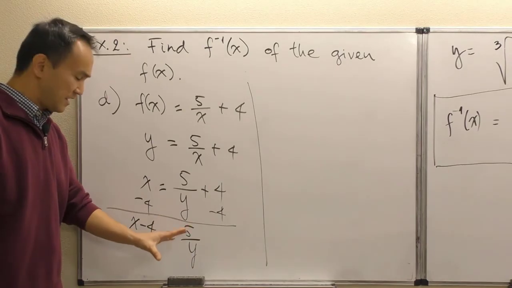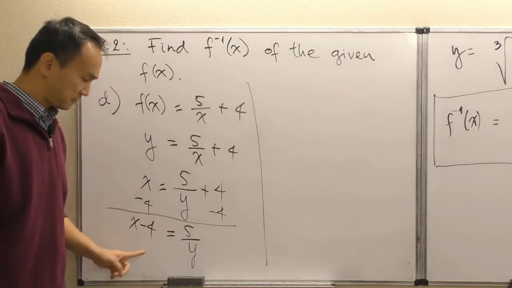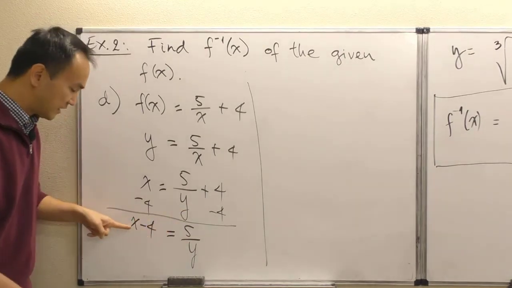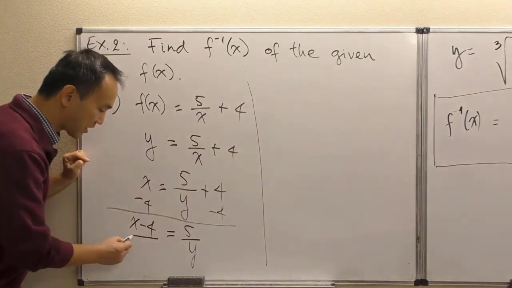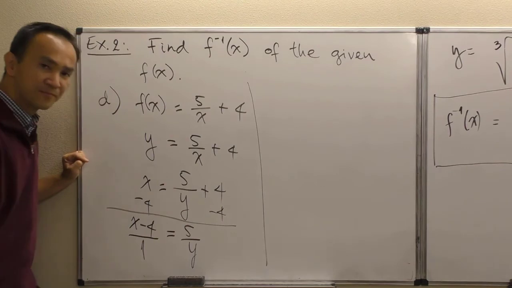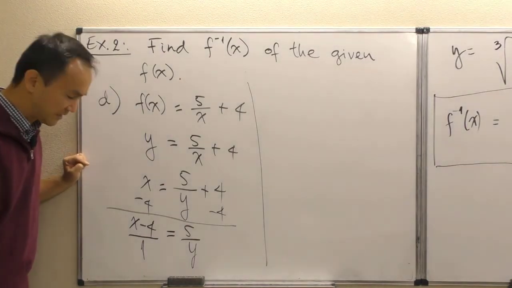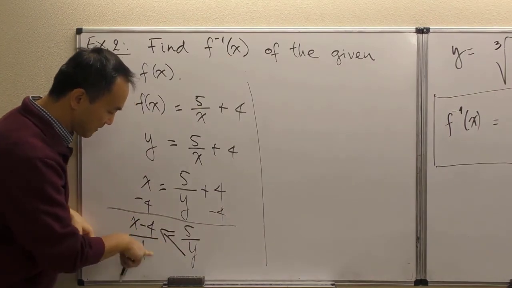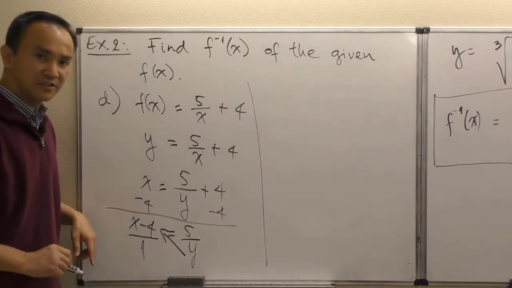I'm doing a famous algebra step right here. I am going to do cross multiplication. This x minus 4 right here can be thought of as x minus 4 all over 1. So now I'm going to do a cross multiplication: y multiplies with that, and then 1 multiplies with 5. So that's my next equation here.